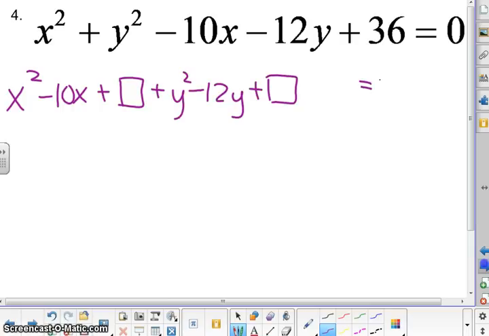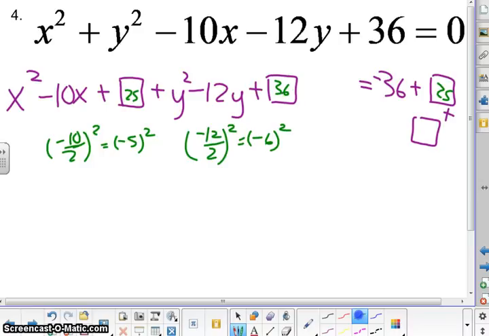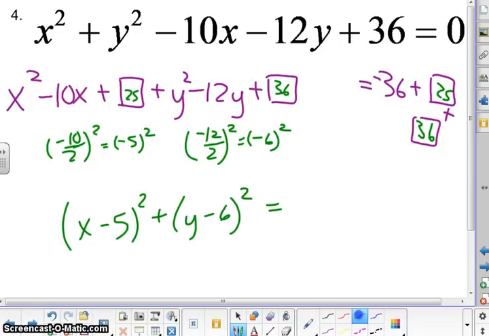Go ahead and put 36 on the other side. And we have a couple boxes over here. Okay, and then what we're going to put in the boxes will be from the b over 2 squared. So we have -5, so that's 25 with the 25 over here. And then -12 over 2 squared, -6, 36. Okay, what we have left after factoring, x minus 5 squared, y minus 6 squared equals 25. Center point at 5 and 6, and the radius is 5. So, good job. Let's do one more.